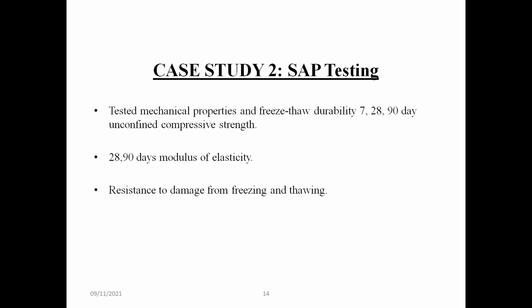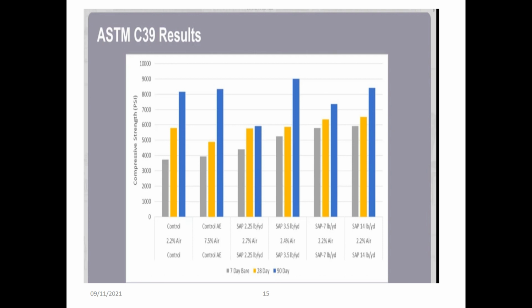Case study of SAP testing. Tested mechanical properties and freeze-thaw durability at 7, 28 and 90 days, unconfined compressive strength at 28 and 90 days, modulus of elasticity, and resistance to damage from freezing and thawing. Now the specimen containing SAP was subjected to various tests, of which one is the compressive strength test, and the results are shown here as follows.